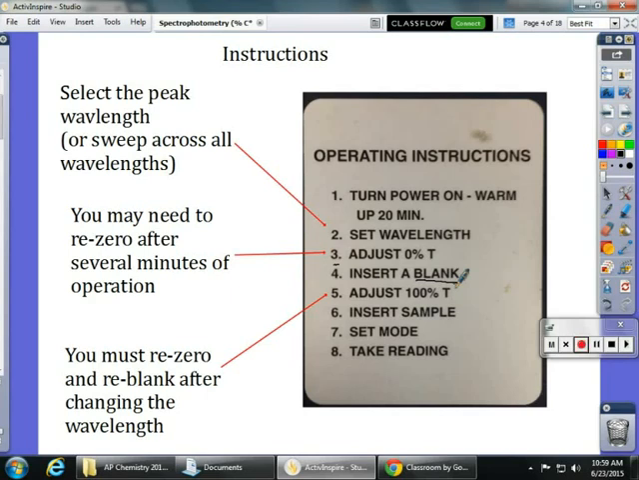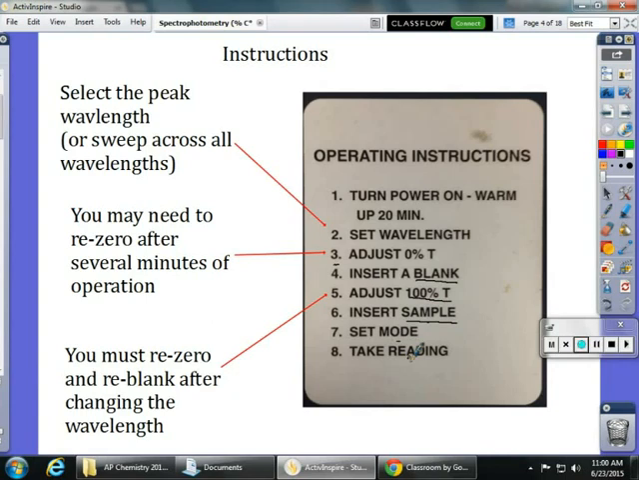And we blank it. That is, we put the blank in and we adjust it to 100% transmittance. And that's usually on a different wheel or a different dial. And we set that to say, okay, here's our distilled water or deionized water, and this is 100% T. That is, we're going to say this has 0 absorbance. You then put your sample in, right? And we're going to compare the sample to the blank. So if the blank is 100% transmittance or 0 absorbance, we put in our sample and we read what the absorbance of that sample is. And then you set the mode and you can take the reading off of the readout on the device.